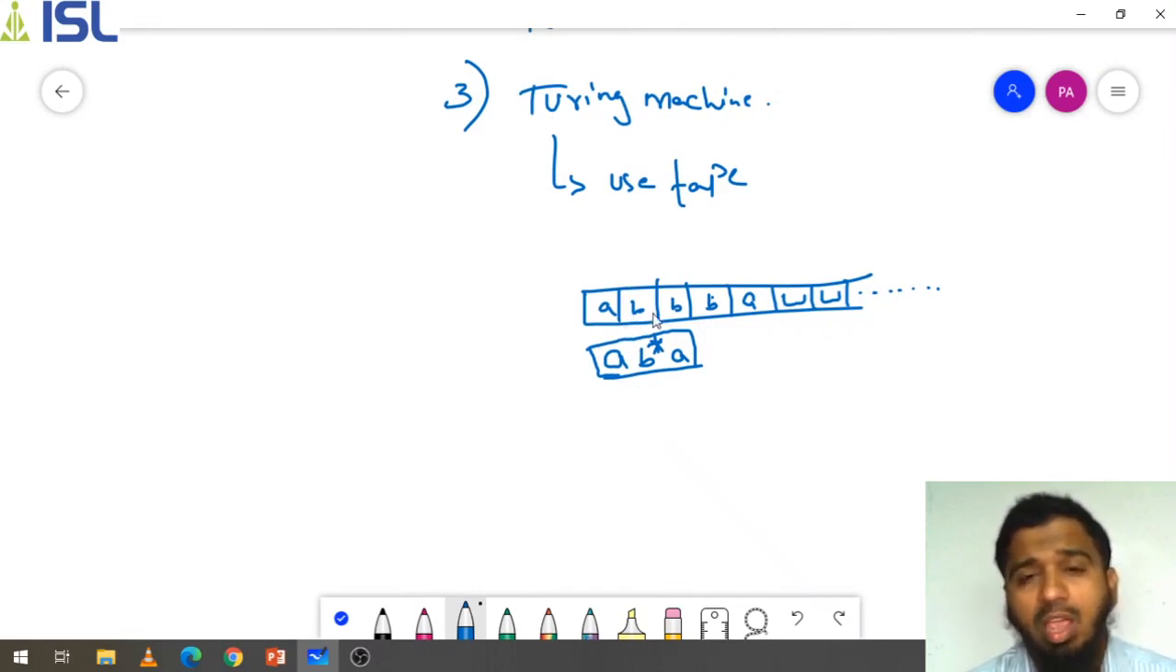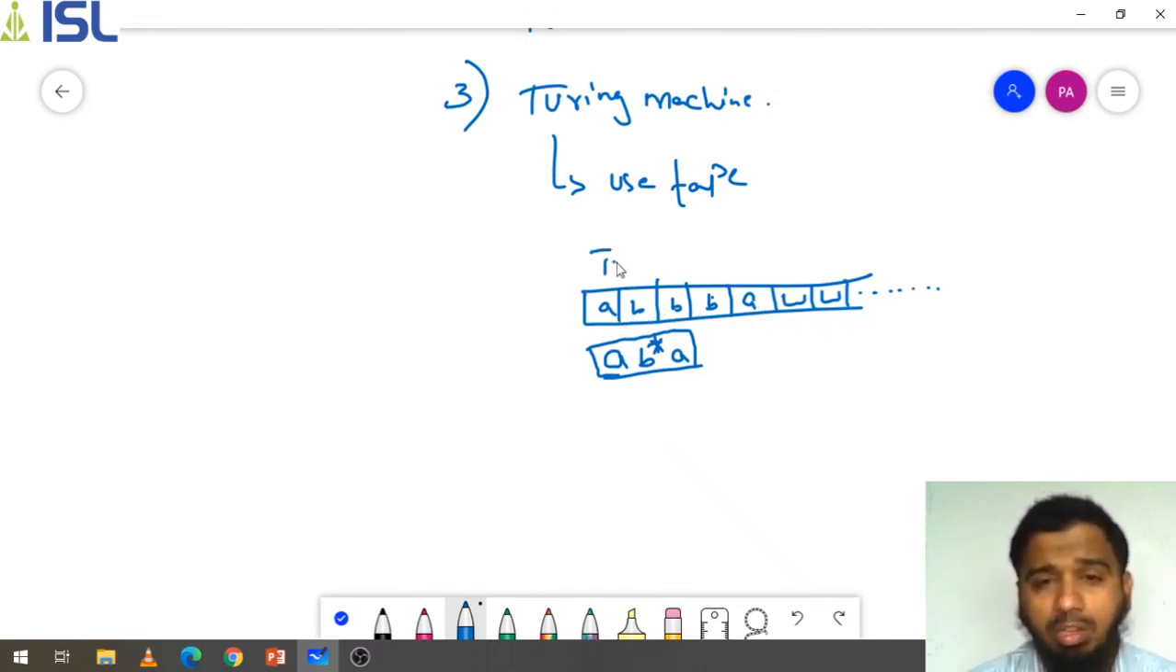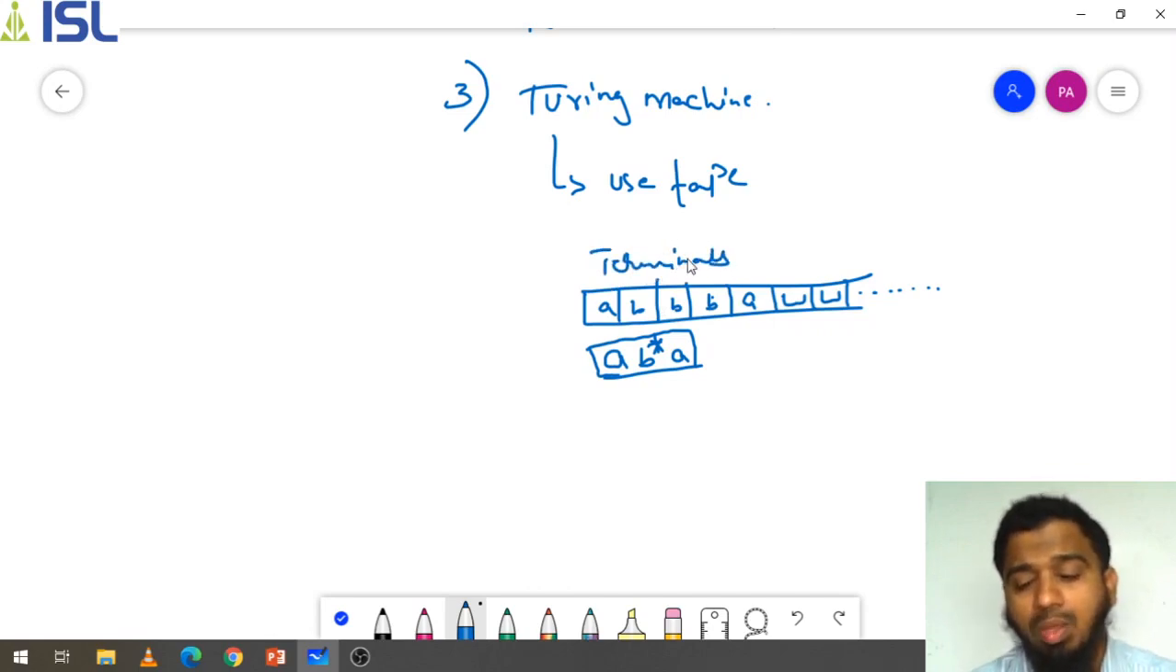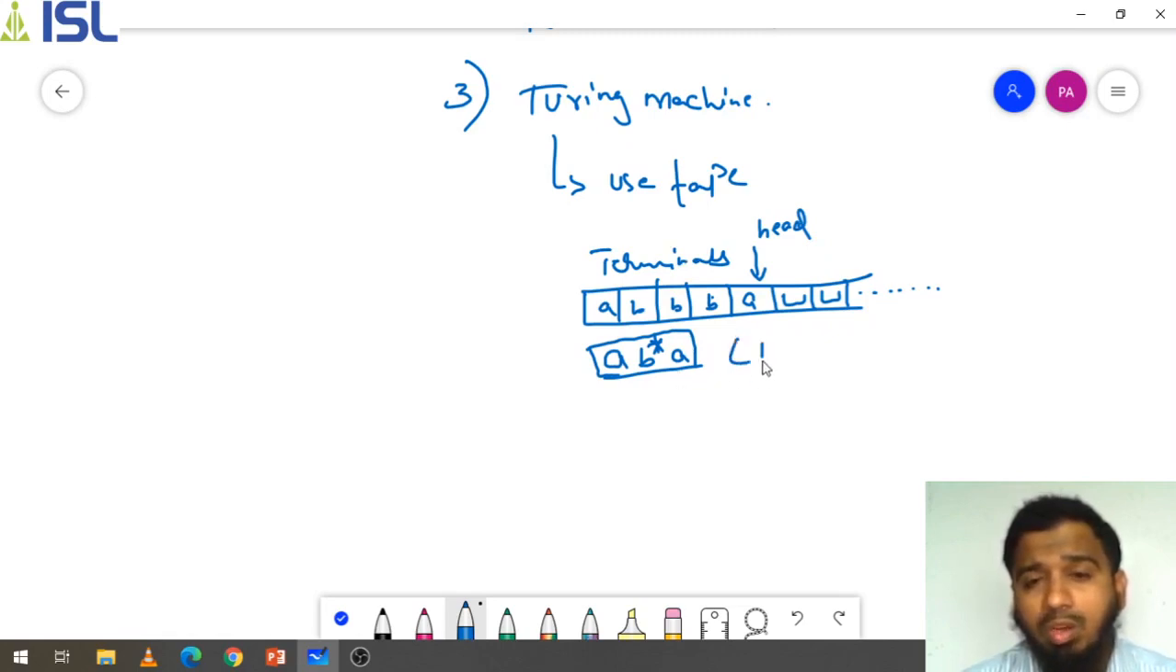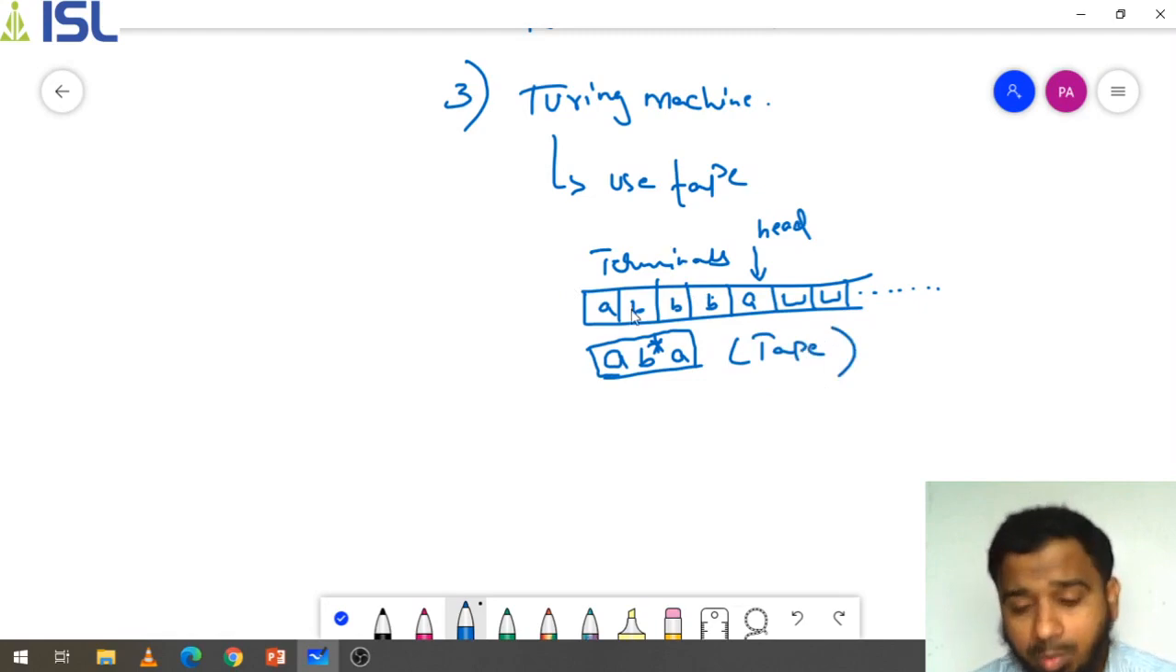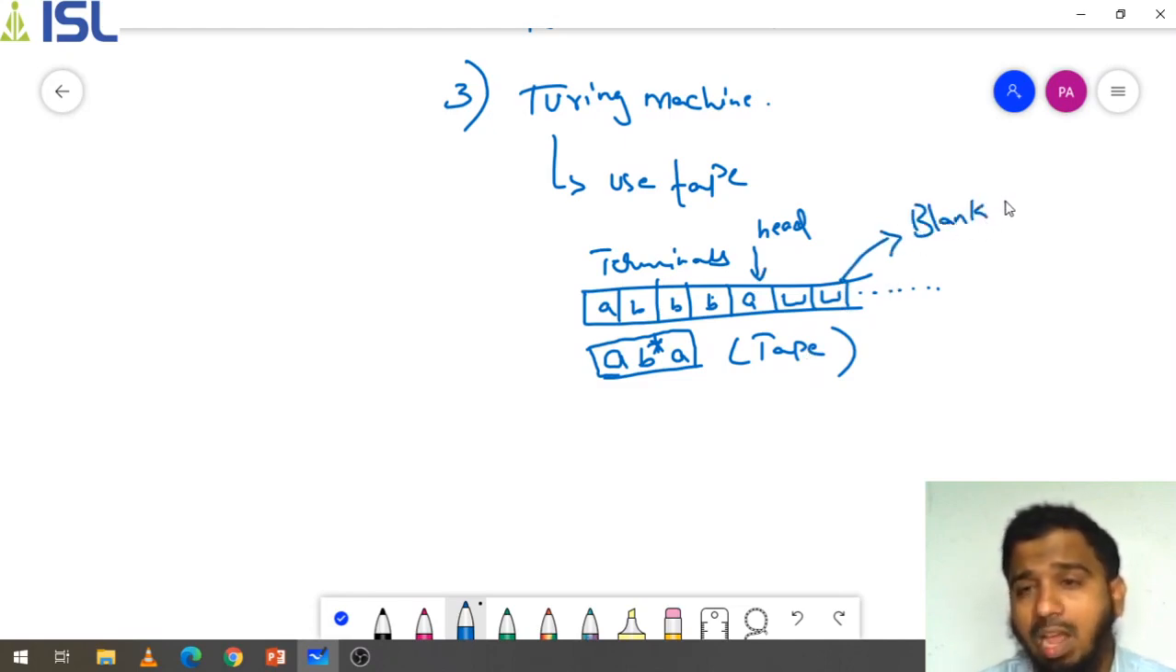So A, B, B, B, A are all terminals, and the important thing here is that the head can be anywhere. In this tape, we will have the terminals and we will have the head, anywhere. There will be some condition that I will show you for where the head should be, and based on that we will see. And what is this symbol? This symbol is for the blank symbol.